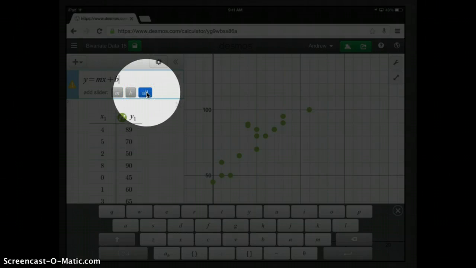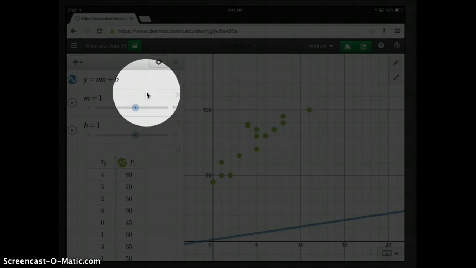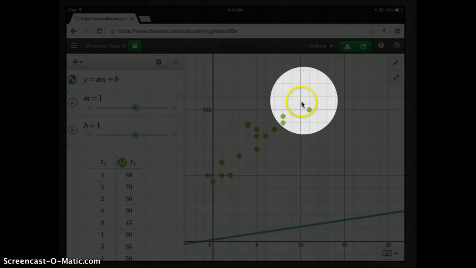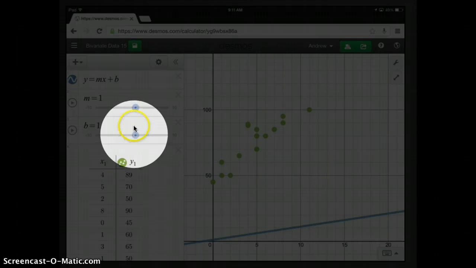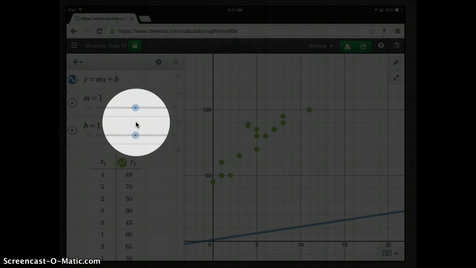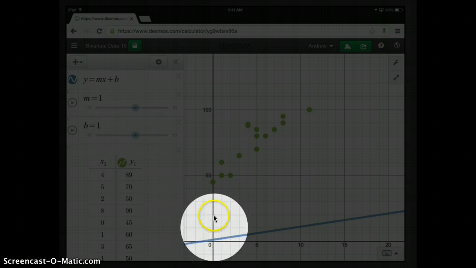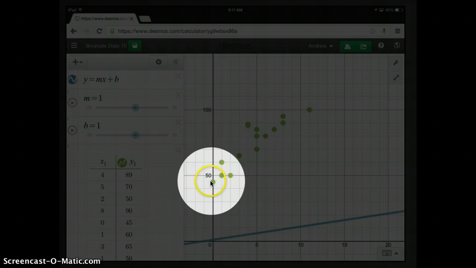I'm going to go ahead and tap on all, and I'll notice that I get a line that's way down here near the origin and nowhere near my green dots. So that's where the slider is going to help me here. But when you do that, take a second to realize that right now the y-intercept is 1. And I just pointed out that the y-intercept is closer to 50.